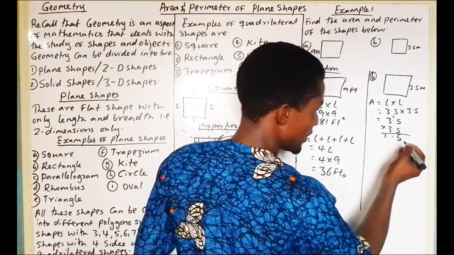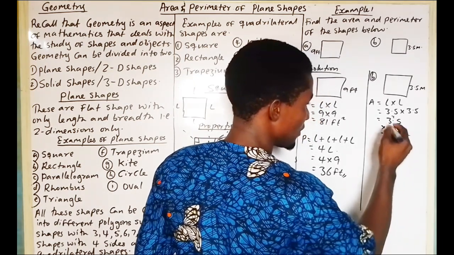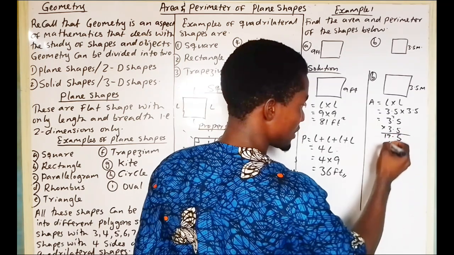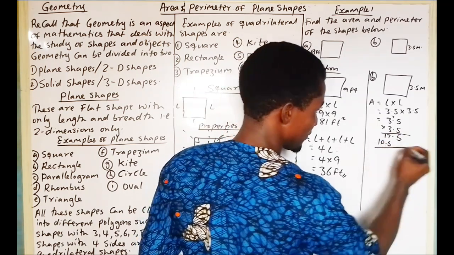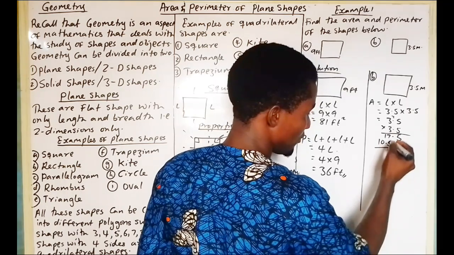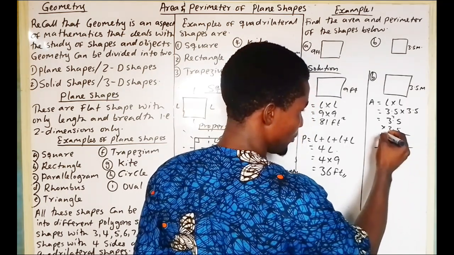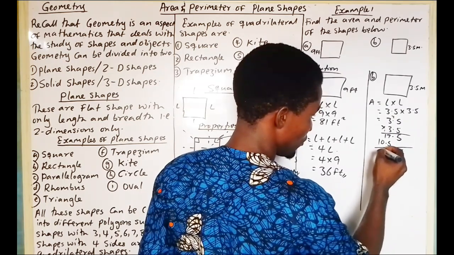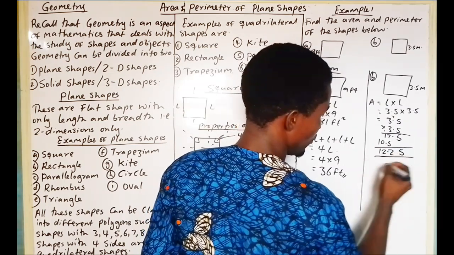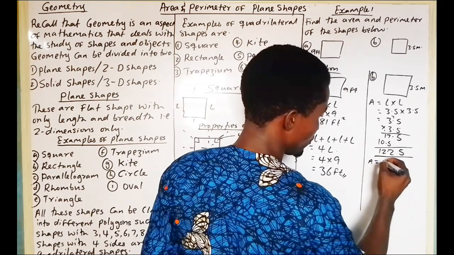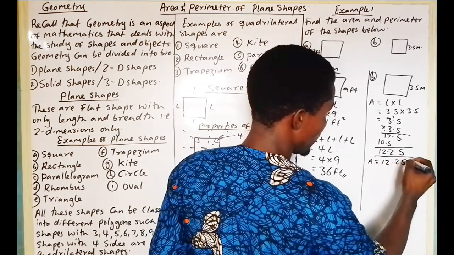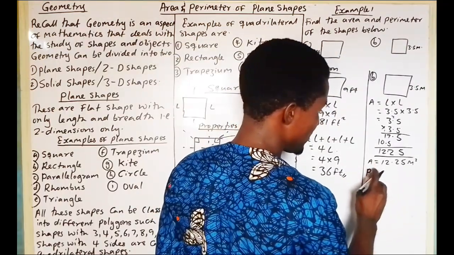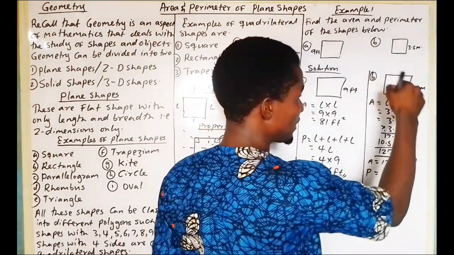That is 17. 3 times 5 is 15. You write your 5, you keep your 1. 3 times 3 is 9 plus 1, that is 10. And we add it up. 5. 7 plus this is 12. You keep your 1. We have 2. 1. So our area equals 12.25 meters square.